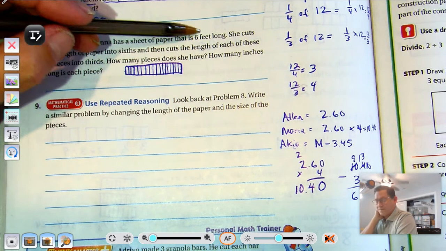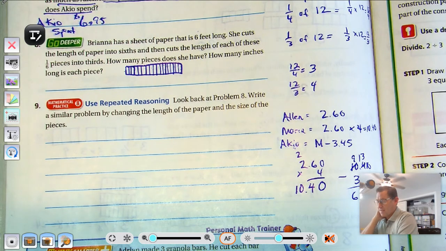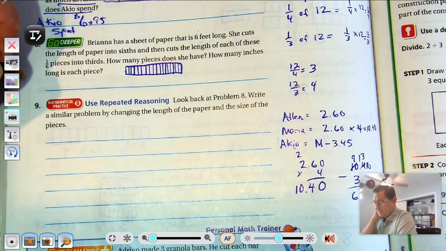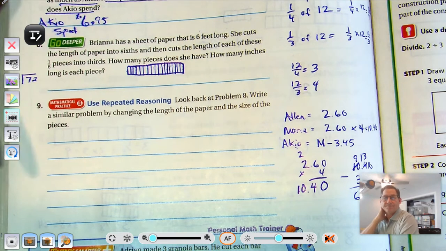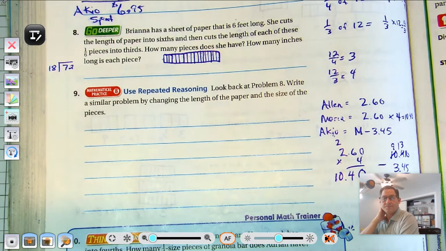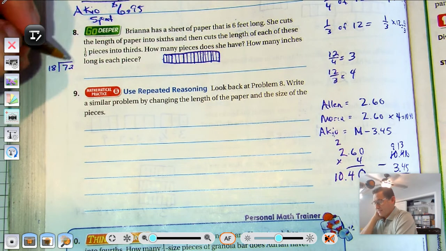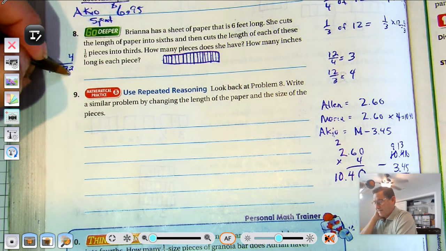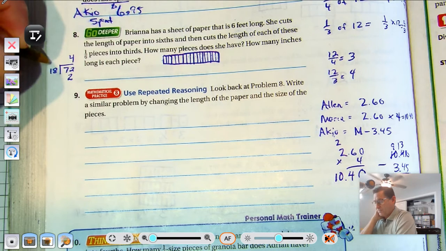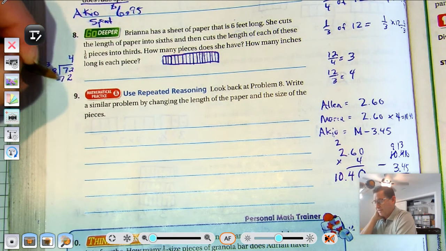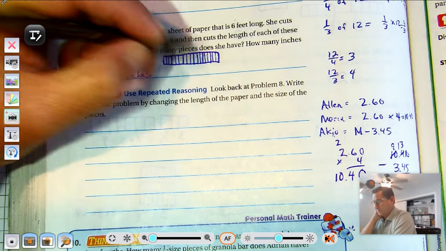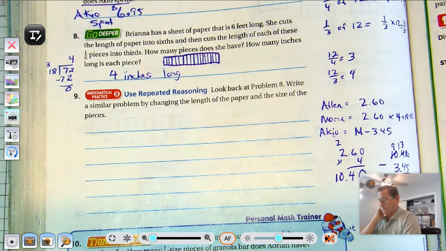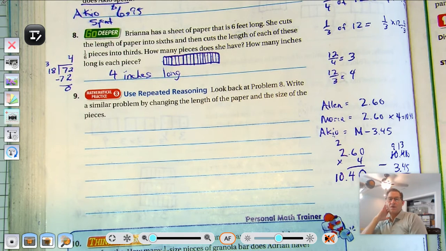And she started with 6 feet. So 6 feet is 72 inches, and we're going to divide by 18. Okay. 4 times 8 is 32. 4 times 1 is 4, plus 3 more is 72. So 4 inches long.